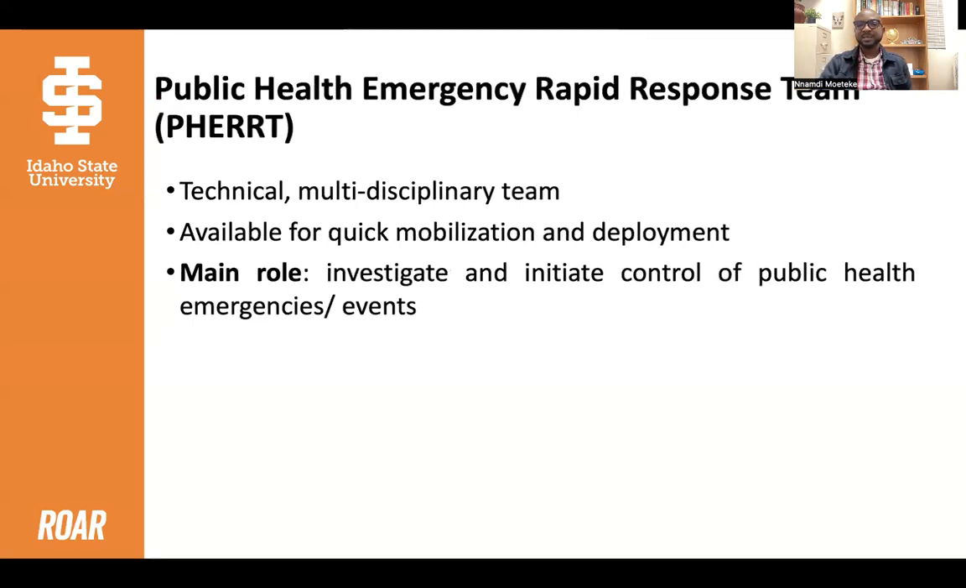Now we'll look at the Public Health Emergency Rapid Response Team. The Public Health Emergency Rapid Response Team is a technical, multidisciplinary team that is readily available for quick mobilization and deployment in case of public health emergencies. Its main role is to investigate and initiate control of public health emergencies and events. And to reiterate, it should be established at the district, state, and national levels.